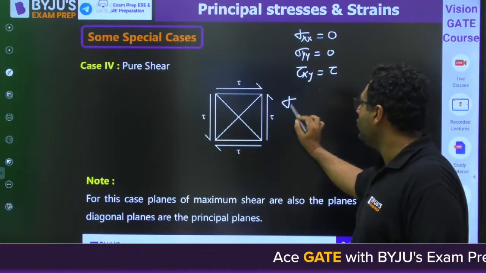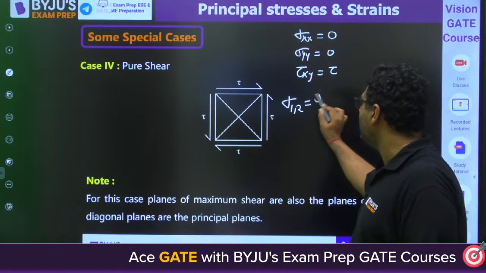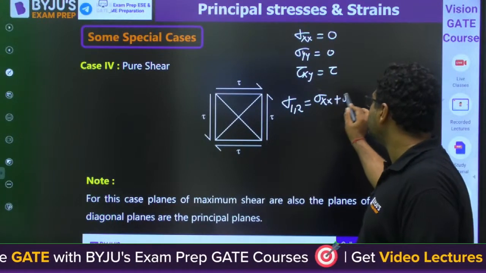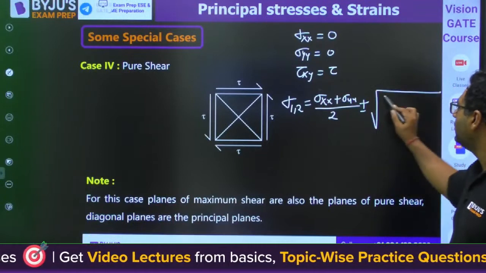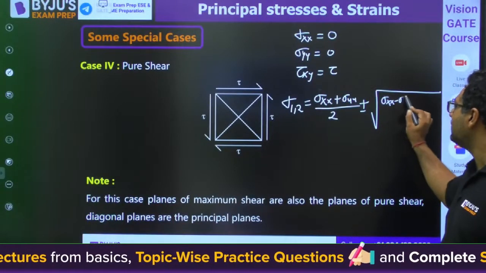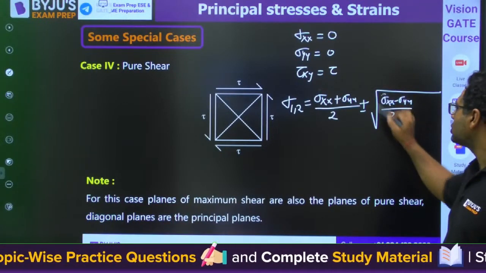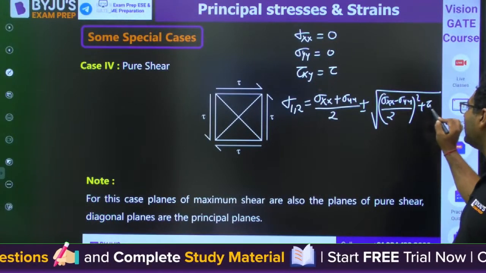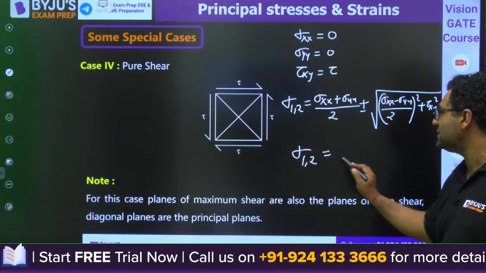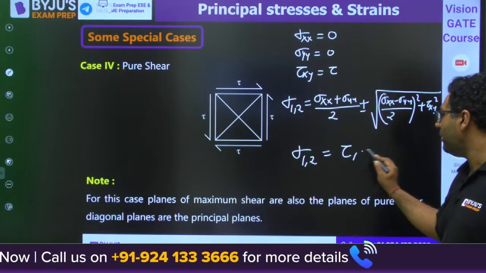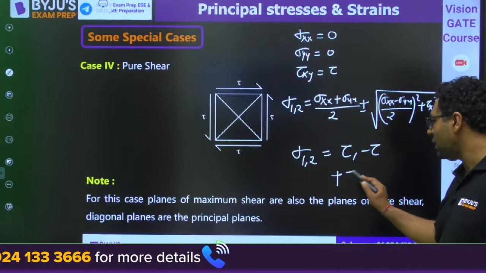So when you find out principal stresses with the formula, you know sigma xx plus sigma yy by 2 plus minus square root of (sigma xx minus sigma yy by 2) whole square plus tau xy square. So here you will get principal stresses as tau comma minus tau. So plus tau and minus tau.